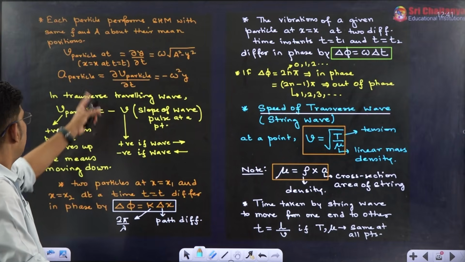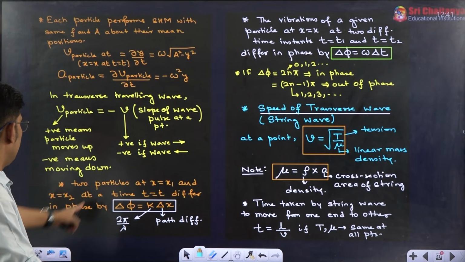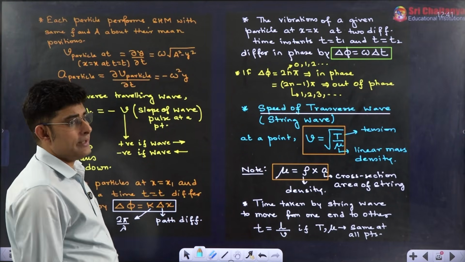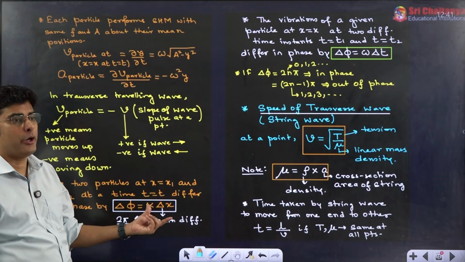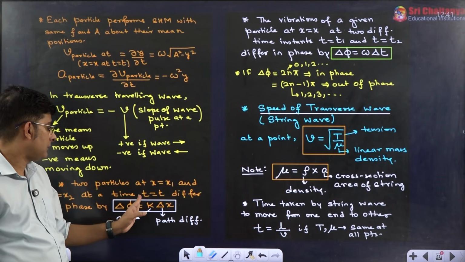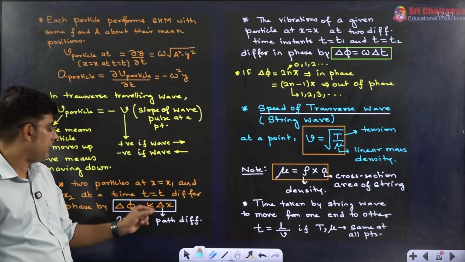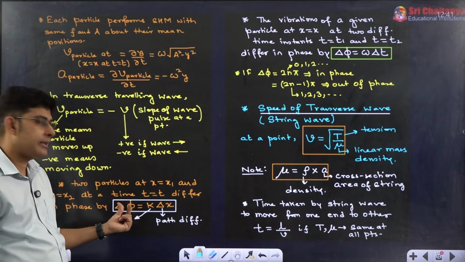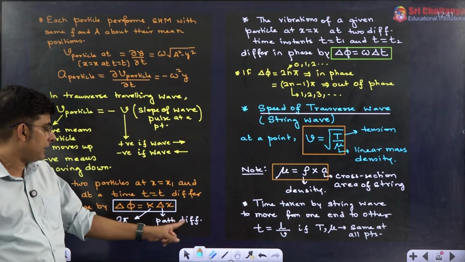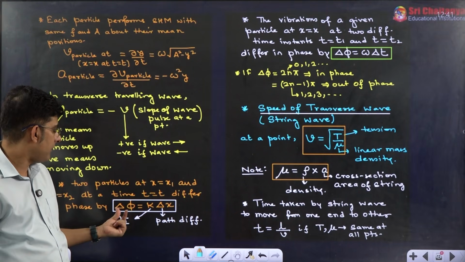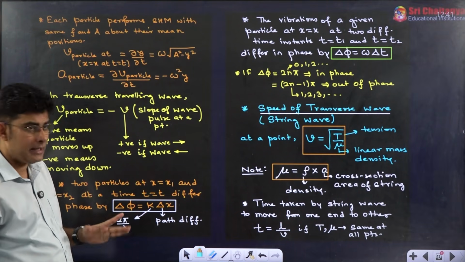Okay, apart from that, next thing, two particles, if they ask you for phase difference, two particles if they are located at x1 and x2 points and at same time instant you are observing them at t equals to t. So phase difference between them will be k delta x, delta phi will be k delta x, delta x will be called as path difference x2 minus x1. So phase difference is k delta x, k is 2 pi by lambda.